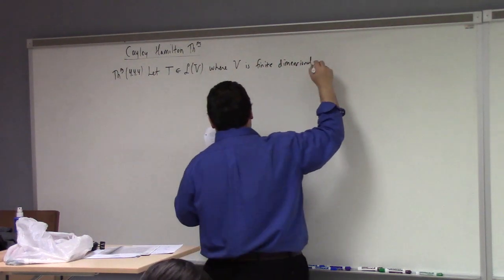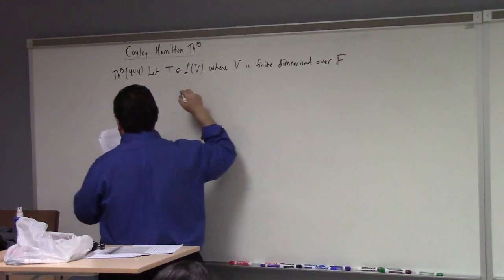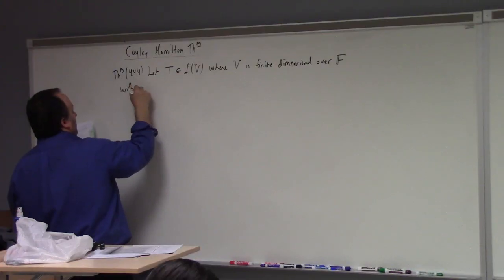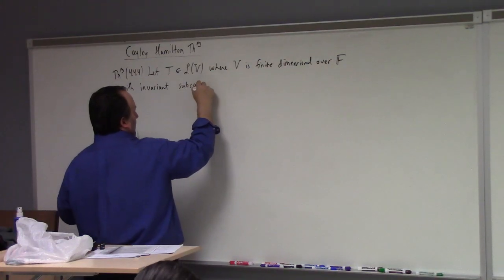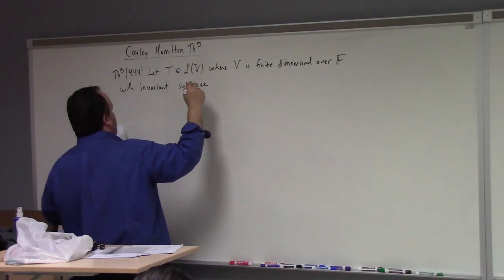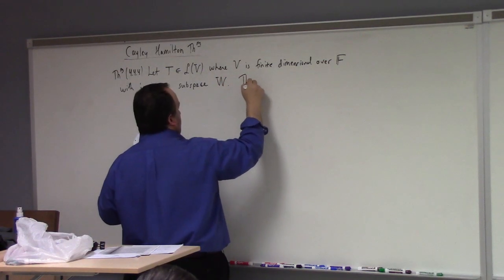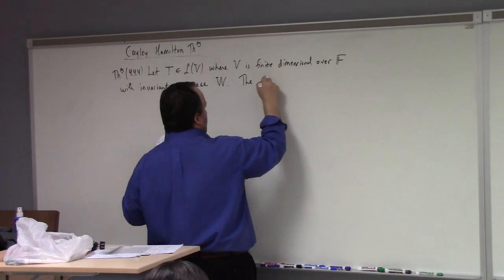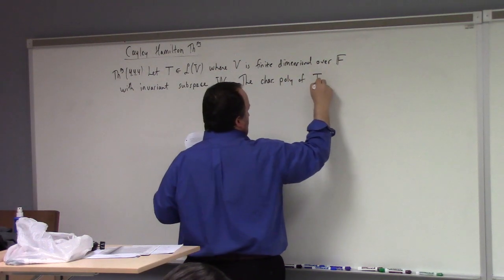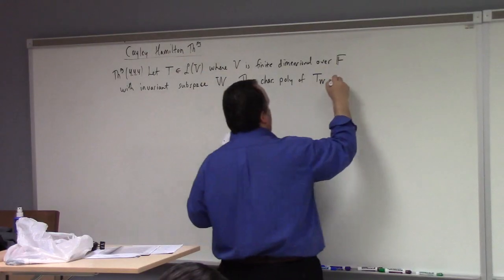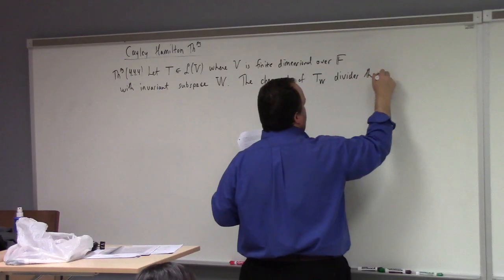over F with invariant subspace W. All right. Then the result is this. The characteristic polynomial of T sub W divides the characteristic polynomial of T.